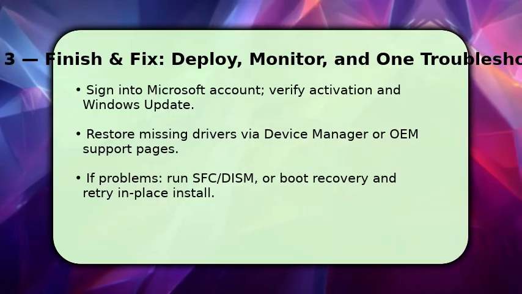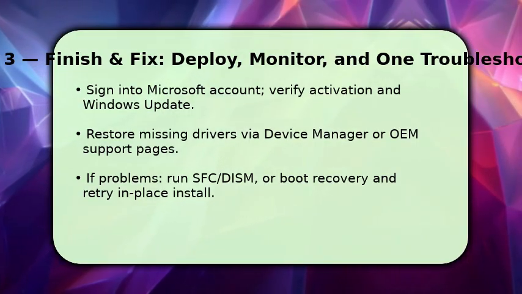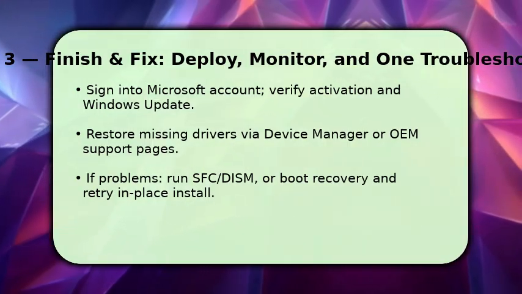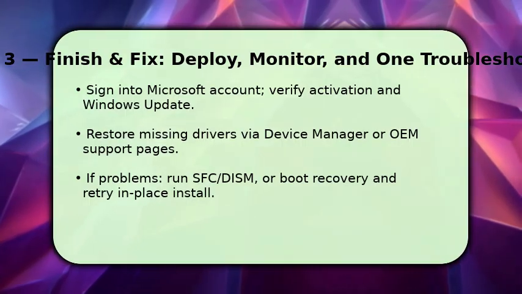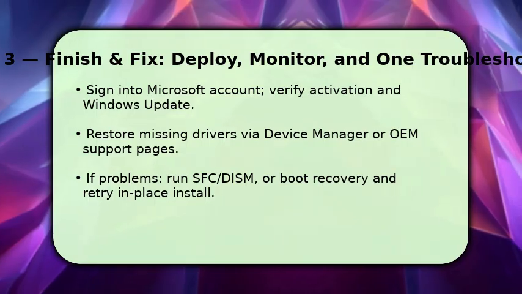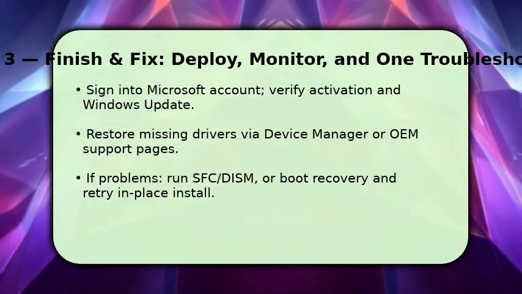If something fails, run System File Checker and DISM to repair system files and then reboot. These tools often fix leftover corruptions. If issues persist, boot recovery and repeat the in-place install. Make sure you still choose Keep Personal Files and Apps to avoid data loss.